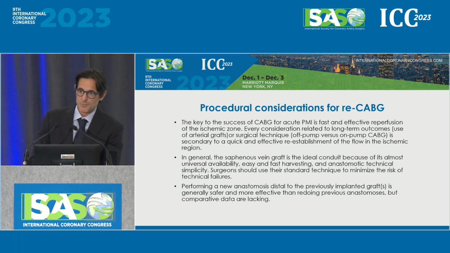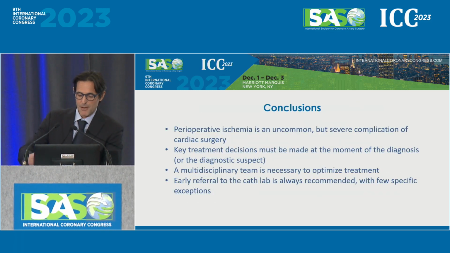Clearly, if you have that option, because your first anastomosis was already very distal, then you can only take it down. So my conclusion after this short talk: perioperative ischemia is an uncommon but important complication of cardiac surgery. Key treatment decisions must be made at the moment of the diagnosis, or at the moment that there is a suspicion of the diagnosis, and time really does matter. So the quicker you start thinking about it and the quicker you make your decision, the more likely you will be successful. As always, you need the expert colleague.